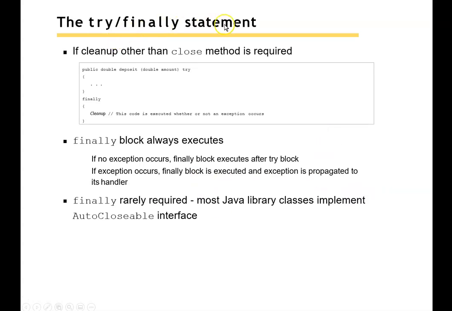The try-finally statement. If cleanup other than just closing is required, if you have to reset something or other, you can use a finally block. Finally always executes. If no exception occurs, the finally block executes after the try block. If an exception occurs, the finally block is executed after the exception is propagated. Finally is rarely required. Most Java library classes implement the AutoCloseable interface.